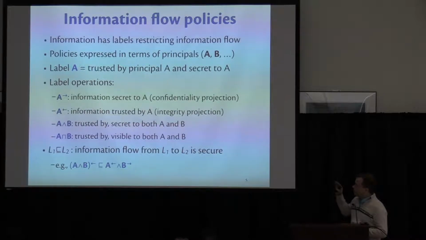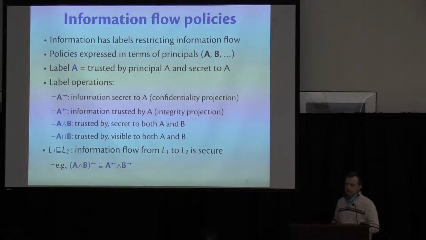One is we can project a principle or a label in general to only be about the confidentiality aspects of that principle. And we can also project onto only the integrity aspects of the principle. So A right arrow means this is information that is secret to A. In some sense, A thinks that it's only going to go to A. And A left arrow means that it's trusted by A. A thinks that A, in some sense, is the only influence on this data.